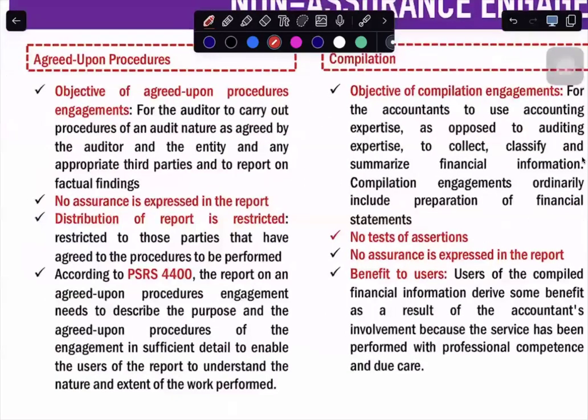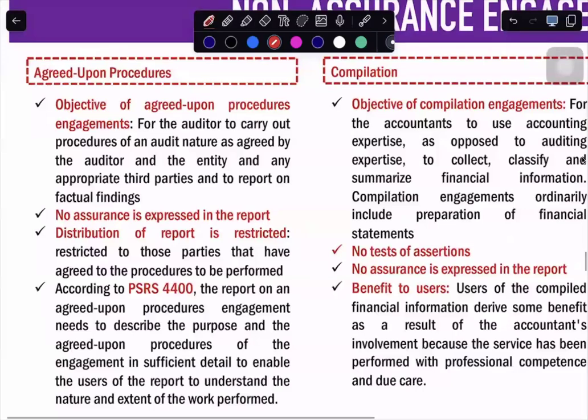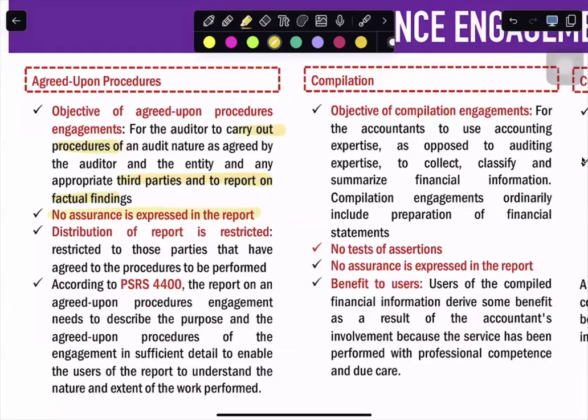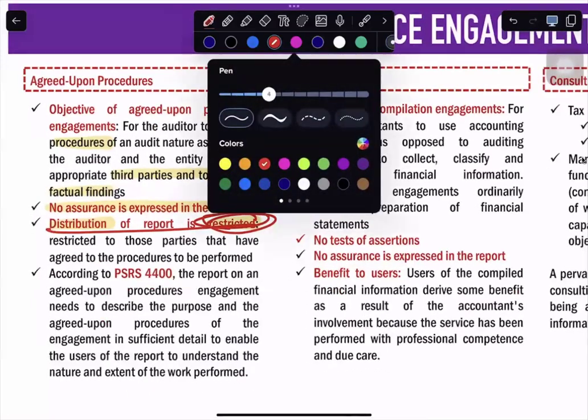So first, we have here your agreed upon procedures. So what is the objective of an agreed upon procedures? That is for the auditor to carry out procedures of an audit nature as agreed by the auditor and the entity and any appropriate third parties and to report on factual findings. Take note, there is no assurance expressed in the report and the distribution of the report is restricted. Tandaan ninyo, the distribution of the report is restricted.